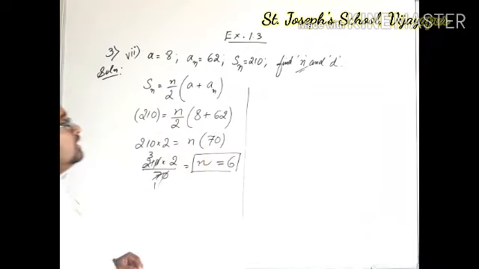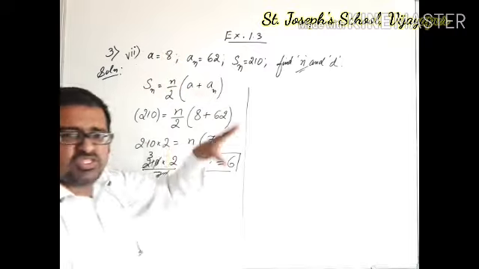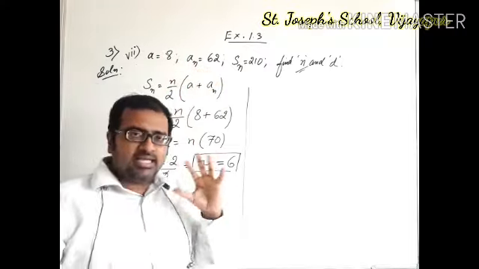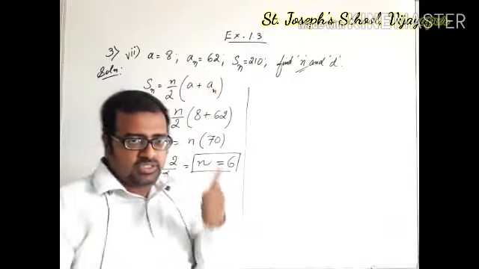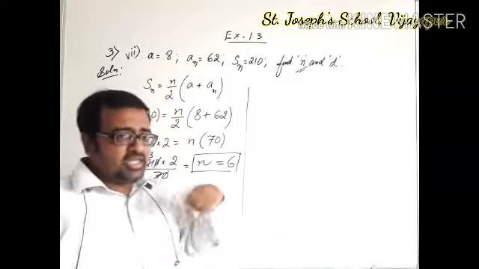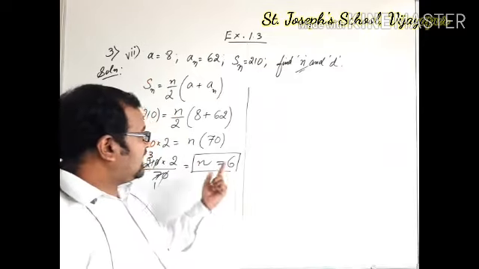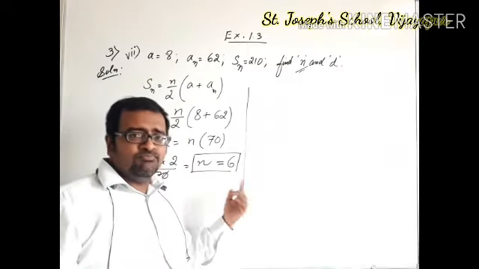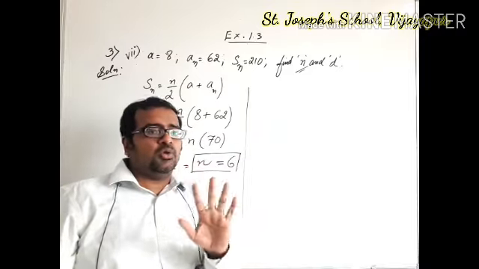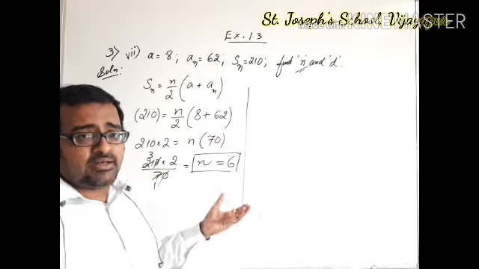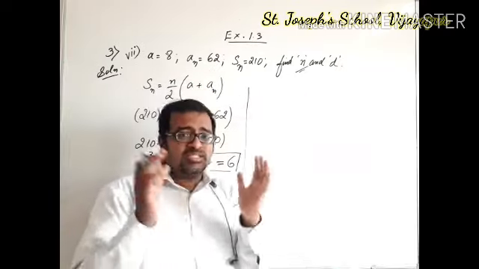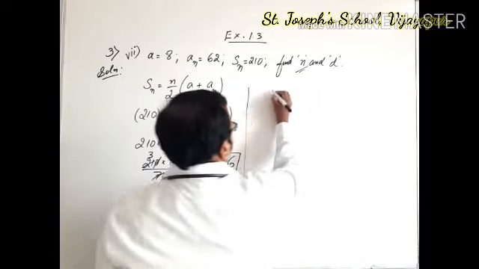Okay. Let us just have a look before starting the problem. Should I use an or Sn? Suppose I use an. An is equal to, an is 62, I know 62. An is equal to a plus, a I know 8. So 8 plus n minus 1. N value I have got already 6. So 6 minus 1 into d. D will be the only one unknown quantity. So we can use an. Obviously we can use Sn also, but always an formula is smaller and easier. So I will go for an.